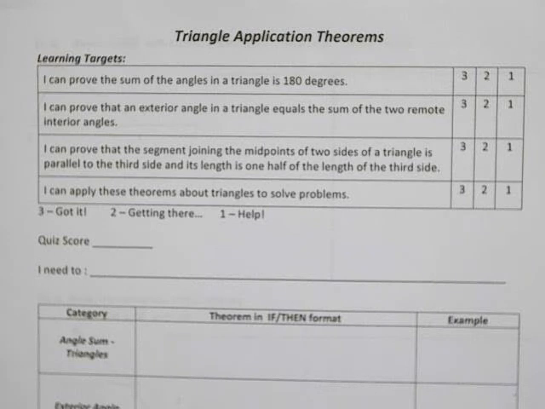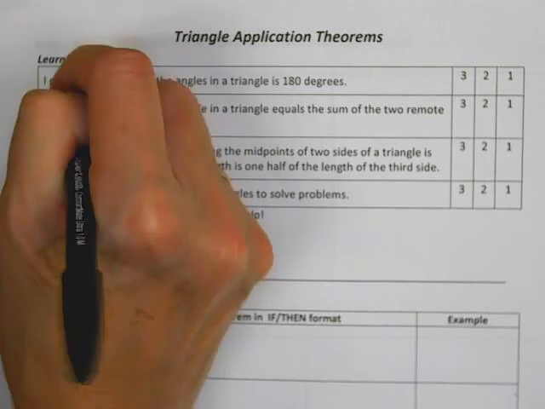Okay, in lesson 7.1, we're going to talk about triangle application theorems. If you look at the learning targets, the first one says, I can prove the sum of the angles in a triangle is 180. So this is an idea that we've been using already, that the sum is 180, but we're actually going to prove it in this lesson.